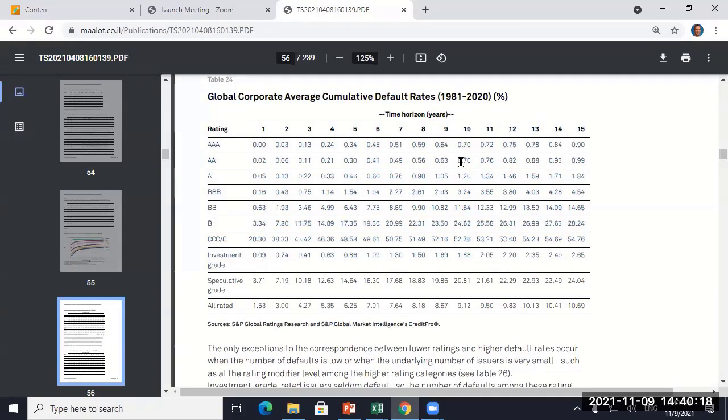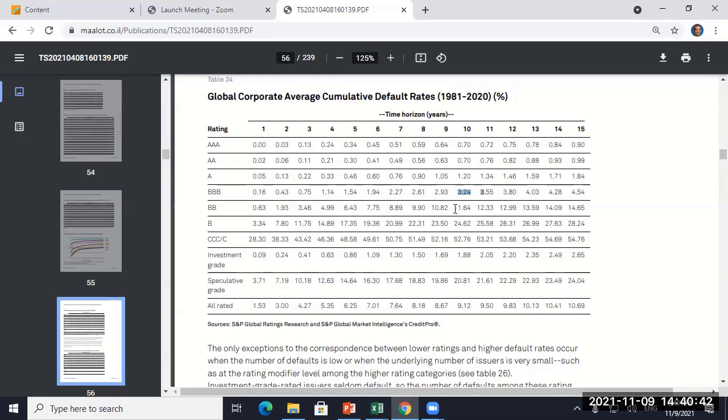About 1% of triple and double A go under, about 1.2% of single A, about 3% of triple B. I would just have those numbers memorized. So someone says, hey, the spread on triple B is 150 basis points. What does this number tell you? You need about 32 basis points to cover your defaults, and you can get some of that back.